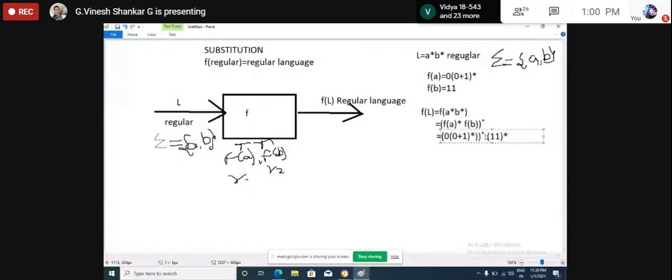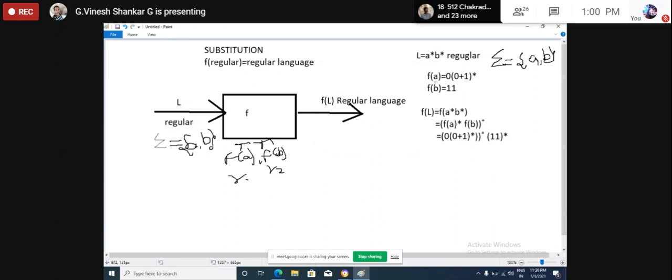Whatever you got here, this is nothing but regular only, no? Whatever you take whole star, the Kleene closure of any zeros and ones, definitely some language will be generated which belongs to a regular language. So that's why I can tell f of L is a regular language. Is it clear? So you can take this as a simple definition of substitution. I hope whatever I explained is clear.